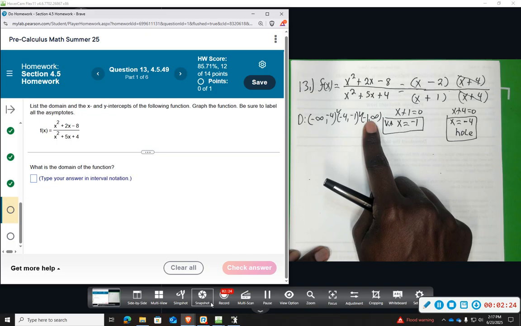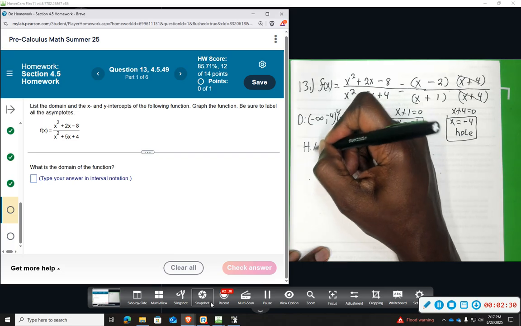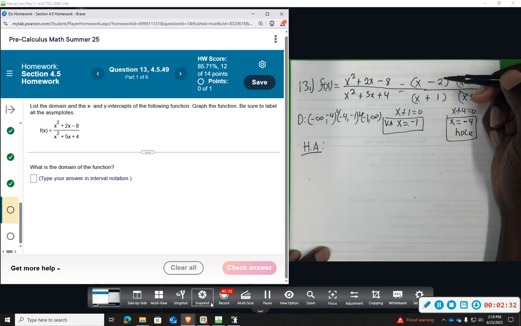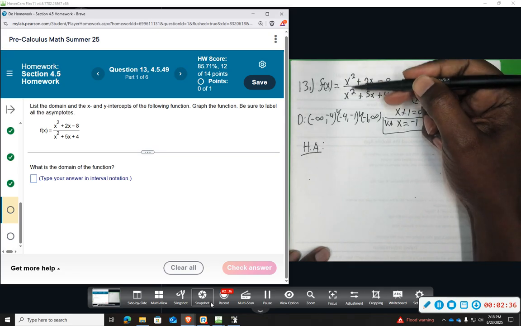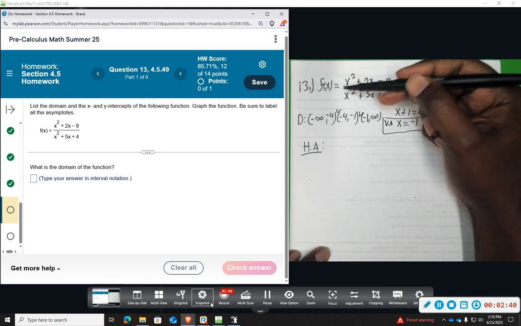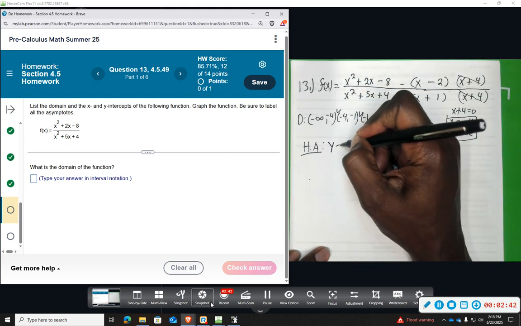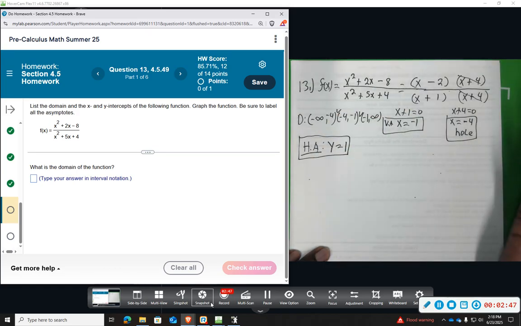Domain. We can see if we have a horizontal asymptote. Horizontal asymptote, I will look at the ratio. Just looking at your original problem, x squared and x squared, both the same. Coefficients are understood to be a 1. So 1 divided by 1 is just y equals 1. So we got a horizontal asymptote, which means we do not have an oblique asymptote.